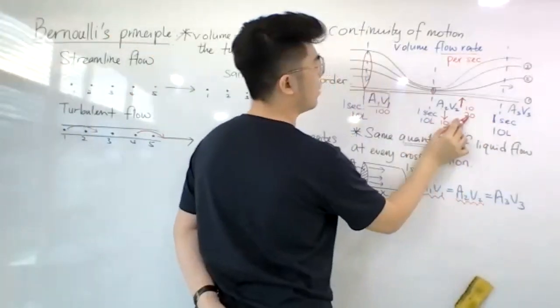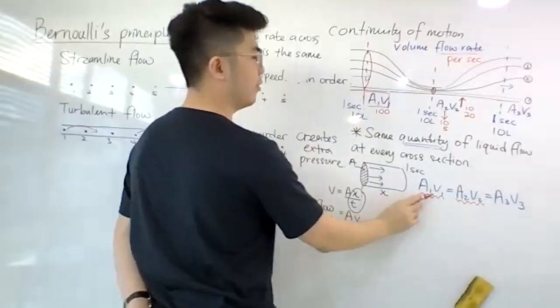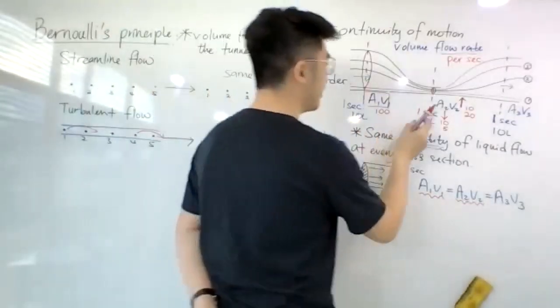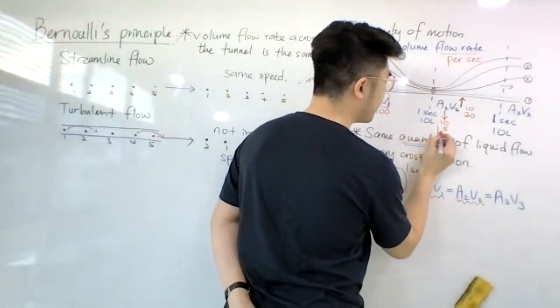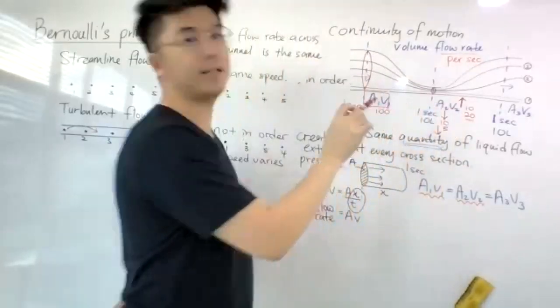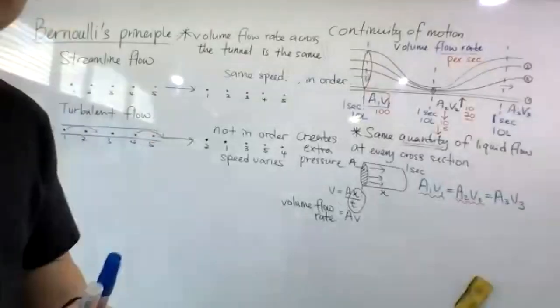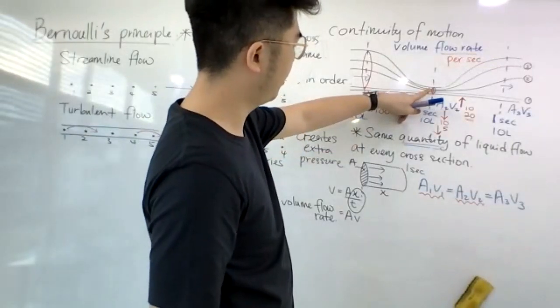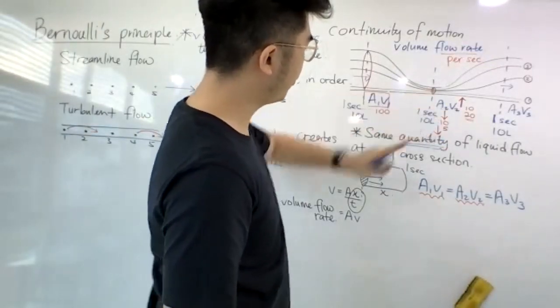20, so this one into this one, we get 100, always equal. So that tells us what? That tells us if the area decreases, then our velocity will increase. Velocity of what? Whose velocity is that one? It is the velocity of the flow of water at this point.